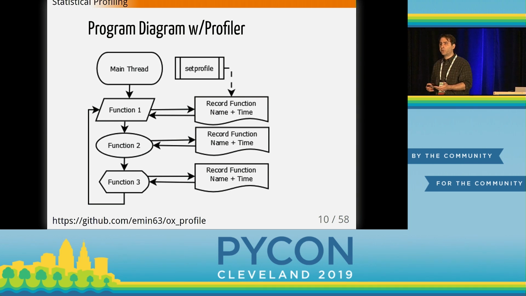And then your function will record the name of the function that's executing by looking at the stack frame, what time execution starts, and then it'll pass control back to the main interpreter, which will execute your function 1. Then when function 1 is done, the system will call your profiling function again. You record the function name, the end time, and then you pass control back to the interpreter.